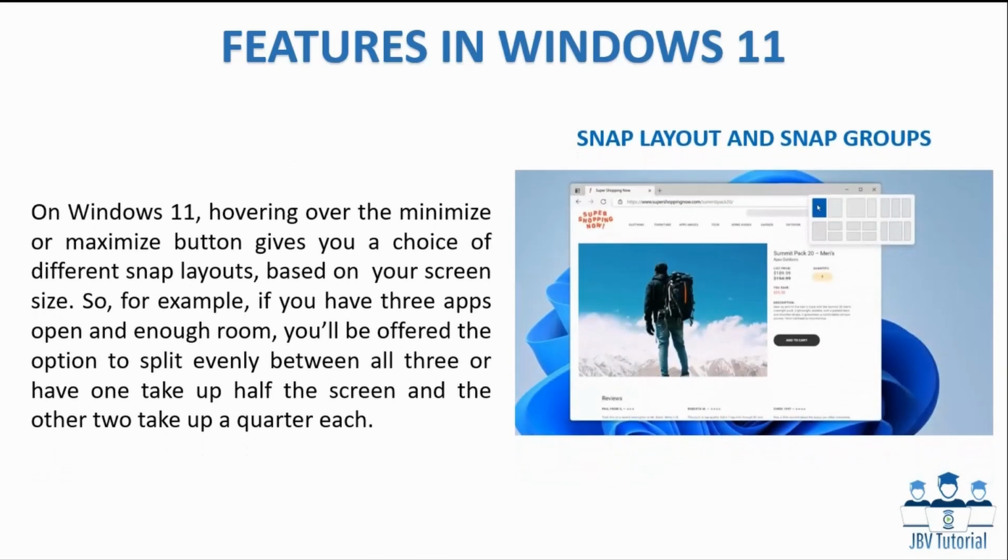6. Snap Layouts and Snap Groups. On Windows 11, hovering over the Minimize or Maximize button gives you a choice of different snap layouts, based on your screen size. So, for example, if you have 3 apps open and enough room, you'll be offered the option to split evenly between all 3, or have one take up half the screen and the other 2 take up a quarter each.